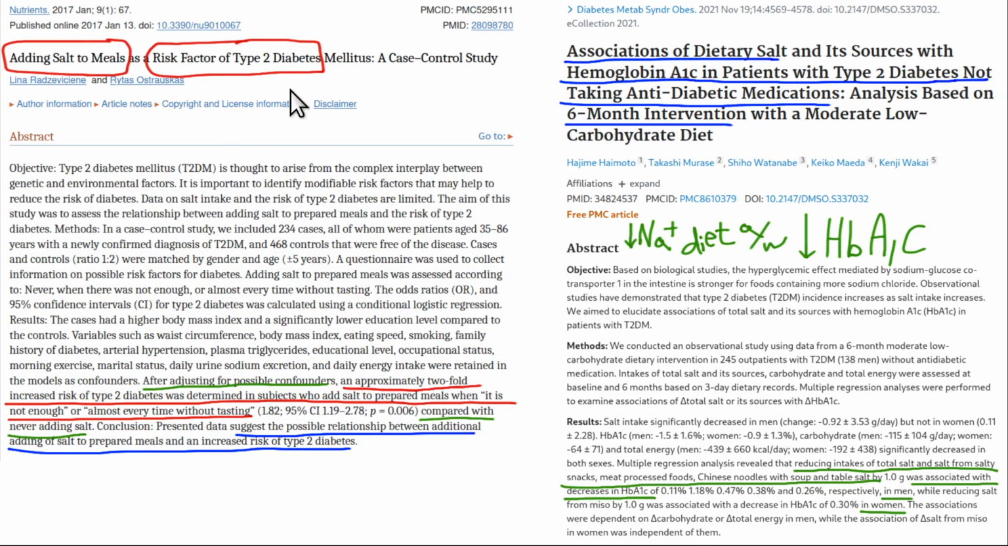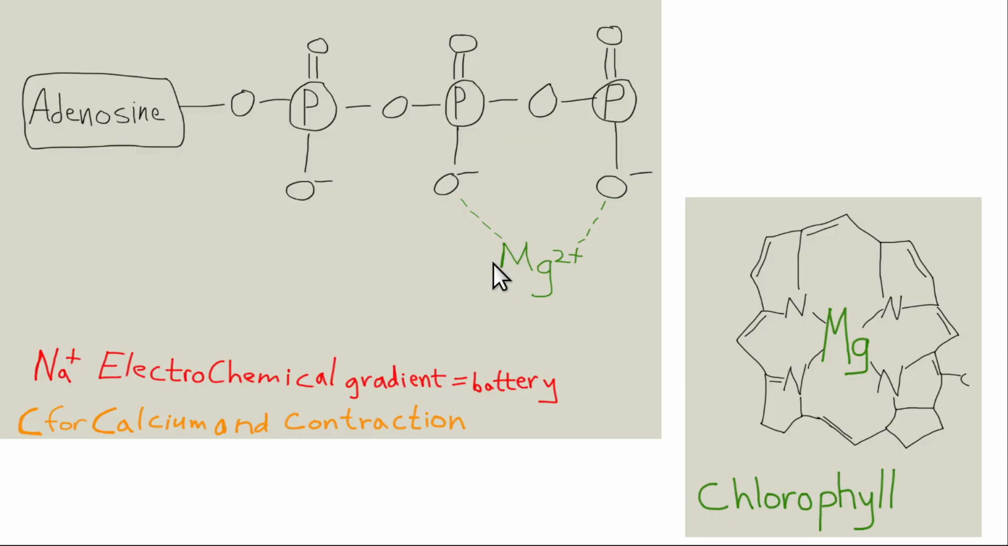Okay, so adding salt to meals is a risk factor for type 2 diabetes. And also the salt makes things taste better, so you eat more. If you reduce dietary sodium, it's associated with helping to lower the hemoglobin A1C. Hemoglobin A1C is a measure of your diabetes blood glucose control over the past 3 months, the amount of glycation of the hemoglobin. That's also partly why they think red blood cells get stiffer with time towards 120 days, because they're progressively more glycated.